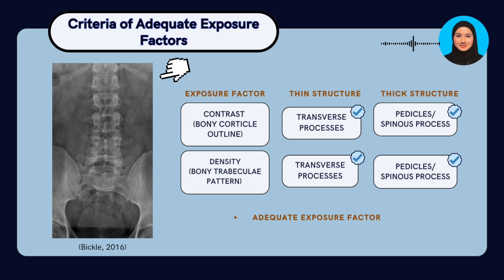The radiograph shown is an example of adequate exposure. In a correctly exposed radiograph, the VCO of both the thin structure, which is the transverse process, and the thick structure, pedicles or spinous process, can be seen, indicating adequate KVP use, whereas the BTP of both the thin structure, the transverse process, and the thick structure, the pedicles and the spinous process, is also visible, indicating adequate MAS use. Therefore, the radiograph shows optimal exposure and both KVP and MAS should be maintained.